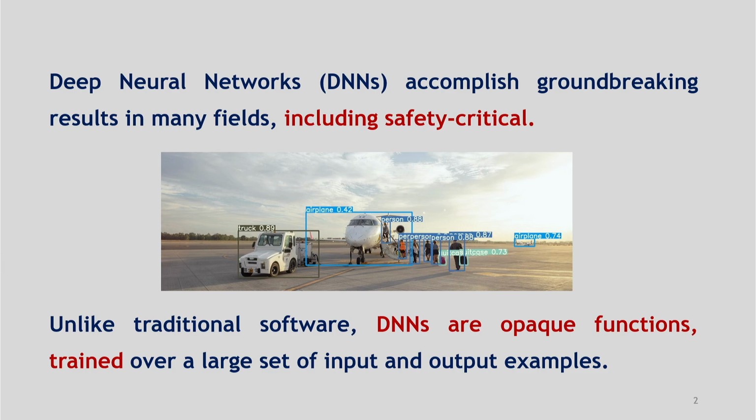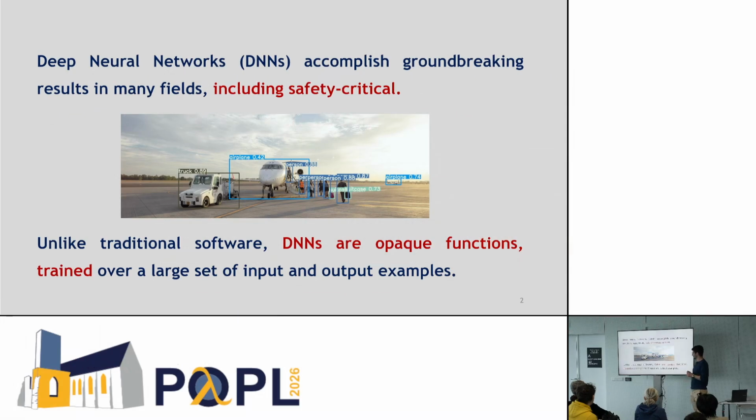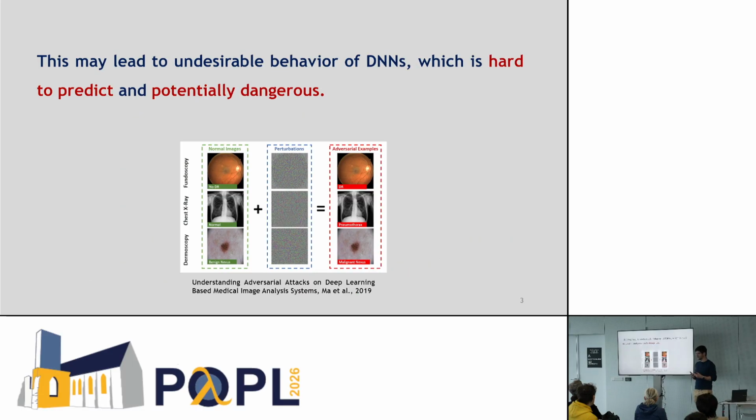Well, I think at this point, it's almost redundant to say that neural networks are everywhere now, and they accomplish great results in many fields. Some of them are safety critical, but unlike traditional software, neural networks are opaque functions, and even the people who train them don't really understand the meaning of the internal parameters. And this combination could be very dangerous because neural networks can behave undesirably. It will be very hard to predict. And of course, this could be potentially dangerous.